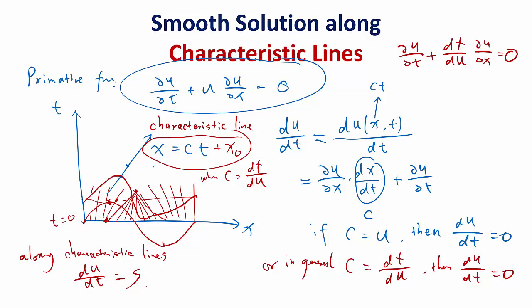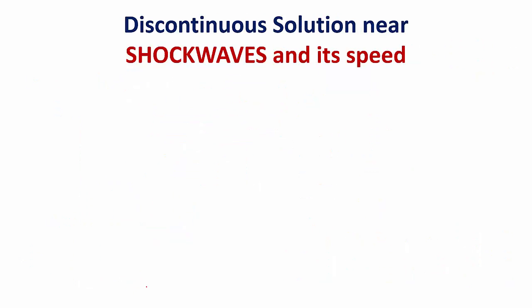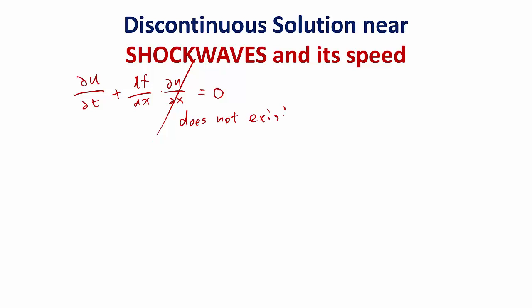Now we can analytically predict how the solution behaves when they are continuous. The question gets into shockwaves. Shockwaves are discontinuities where du dx does not exist. Right? Shockwaves are regions where df dx times partial u partial x does not exist.